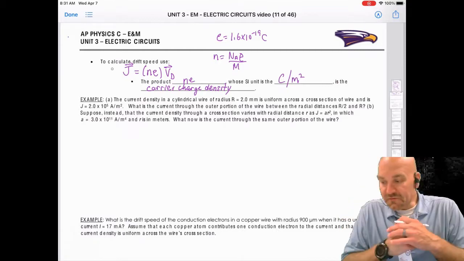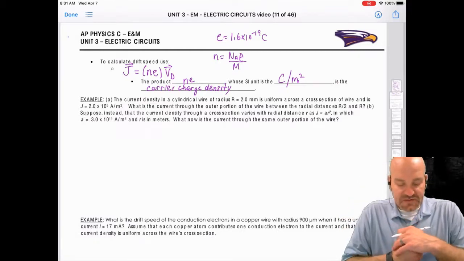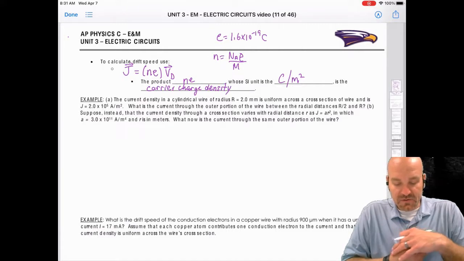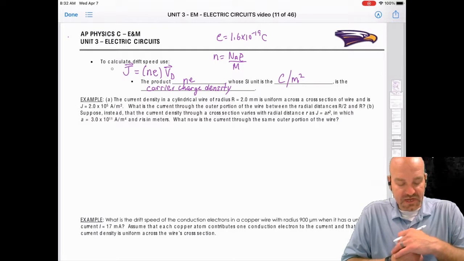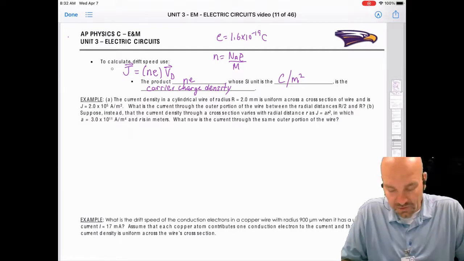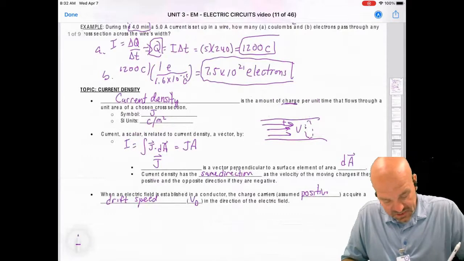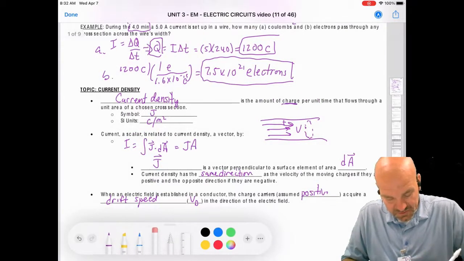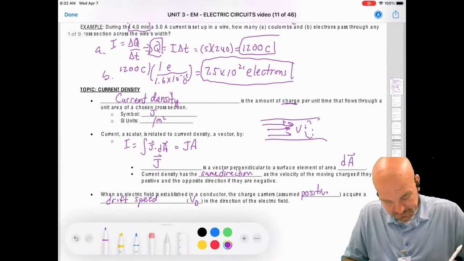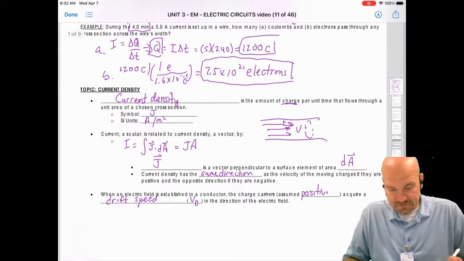The first question says the current density in a cylindrical wire of radius 2.0 millimeters is uniform across a cross-section of the wire. Oh, I gave you the wrong unit for J earlier, so let me go back up here. J is not coulombs per meter squared, and I apologize for that. It's actually amps per square meter.